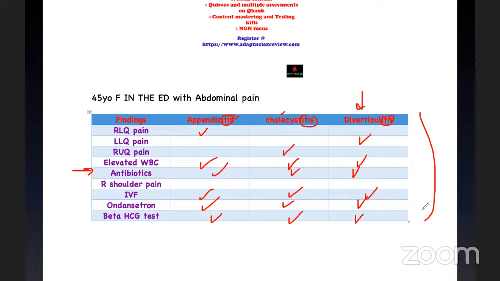How about right shoulder pain? Who is going to have right shoulder pain? Right shoulder pain is a referred pain from right upper quadrant pain. So you go to the right upper quadrant pain. Therefore, based on the pains I've given you, pain in the right upper quadrant will be referred to the right shoulder, and that will be cholecystitis.